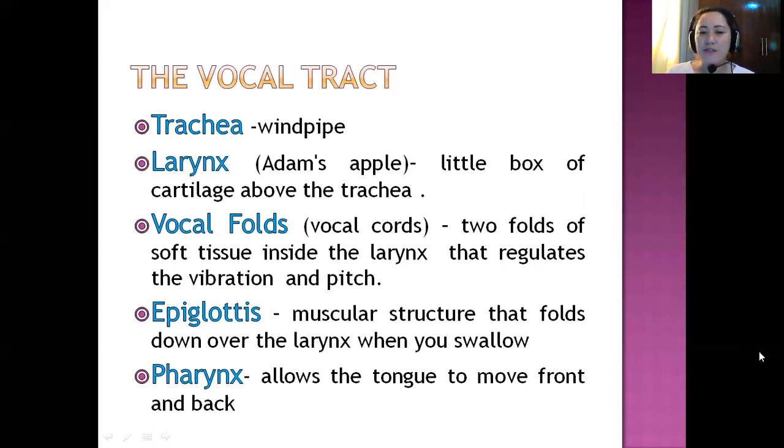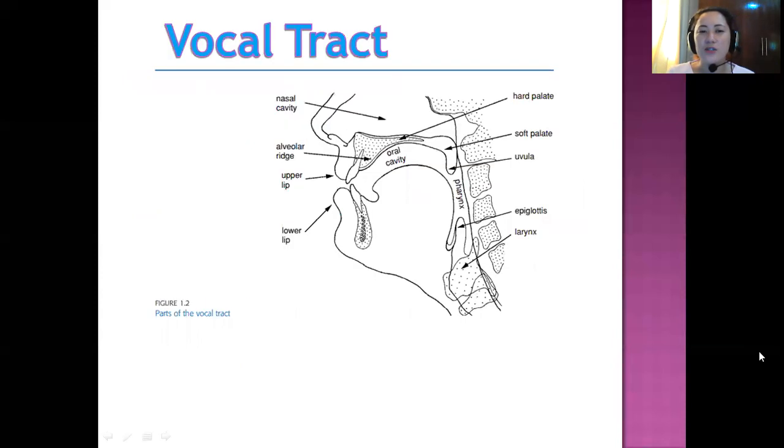Last is the pharynx. It allows the tongue to move front and back. Therefore, the pharynx is near the root of the tongue. So it's controlling your tongue. So let's try to see the figure of the parts of the vocal tract.